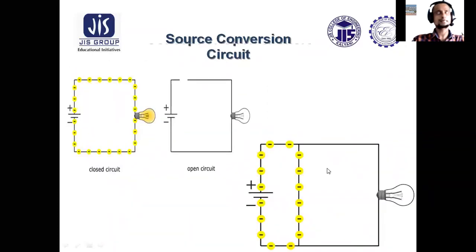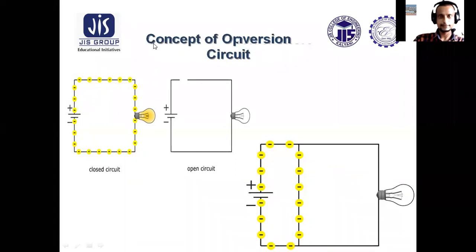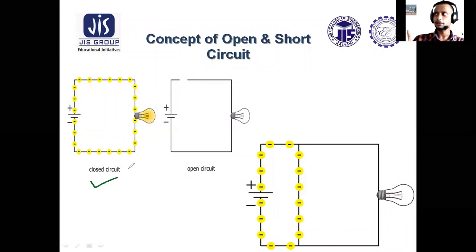Now, what is the concept of open circuit, short circuit, or closed circuit? In the first case, this is a closed circuit. Whenever we turn on the switch of a fan, what happens? In our domestic appliances, all those are AC. There is a switch which we need to press.